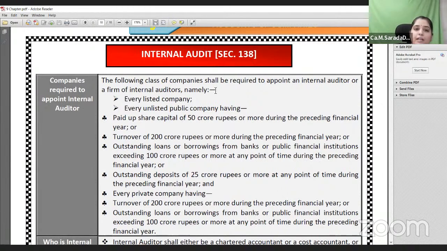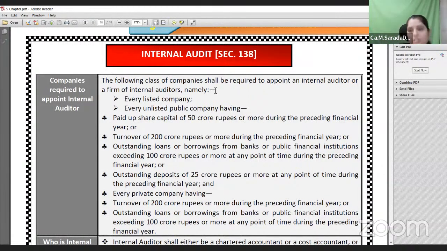In case of unlisted public companies, having paid up share capital of 50 crores or more during the preceding financial year, turnover of 2 crores or more in the financial year, or if their outstanding loans or borrowings from public financial institutions exceed 100 crores or more at any point of time in the preceding financial year, or their deposits exceed 25 crores or more at any point in the preceding financial year. This is for unlisted public companies.